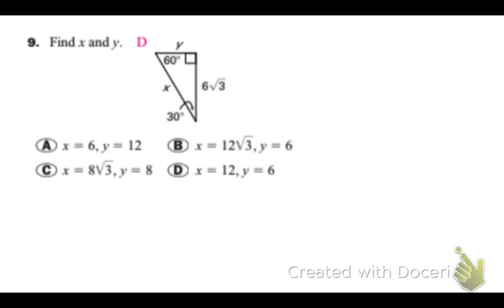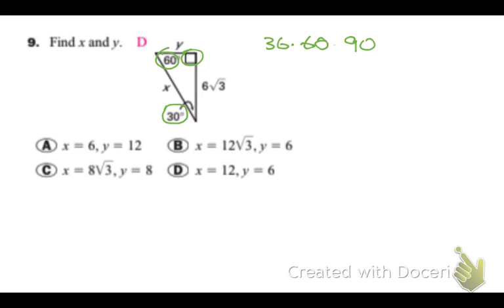Number 9. Getting tired of red. Let's do green. Okay, so here we're going to get into some trig. Well, actually not yet. We still have another special triangle. So notice here you've got a 30-60-90. Special triangles.